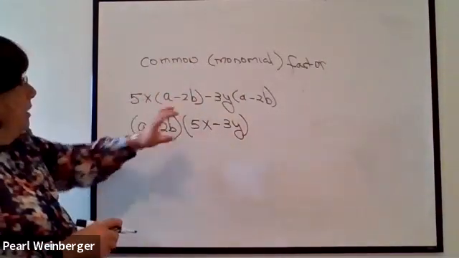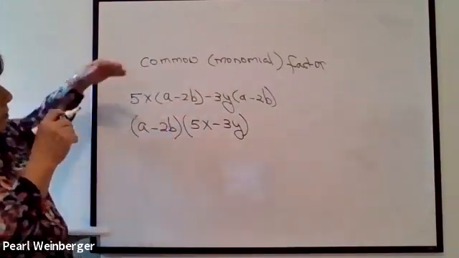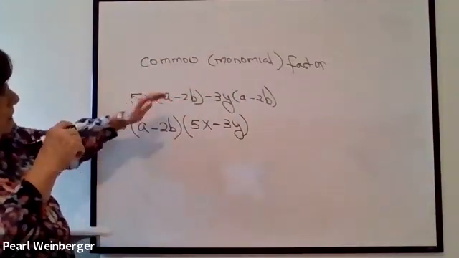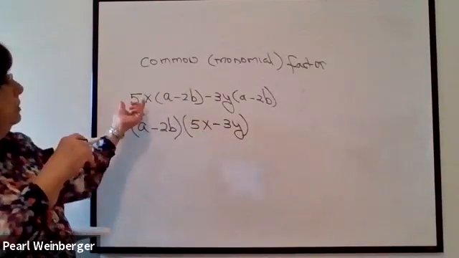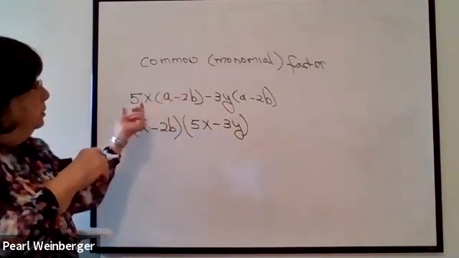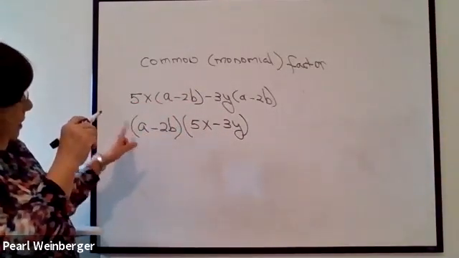This is the better way. If we want to factor, if there's a common binomial factor, just put it in the front as your first parentheses, and in your second parentheses, just put the two expressions that were in front of it. Because that's what this is saying.